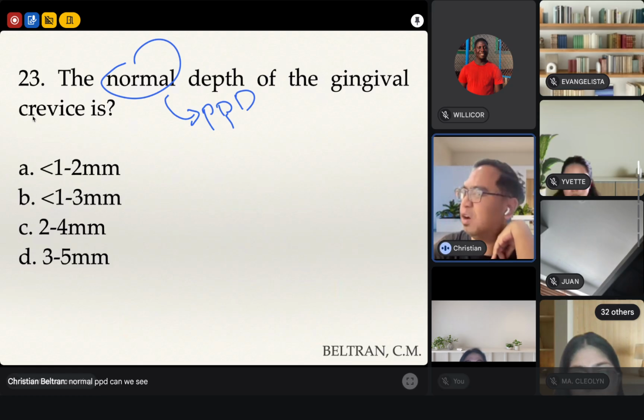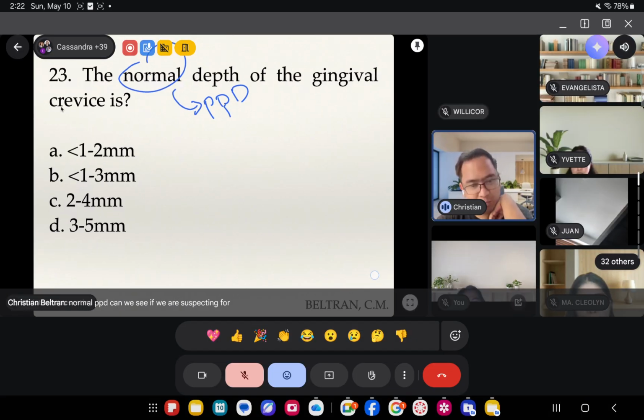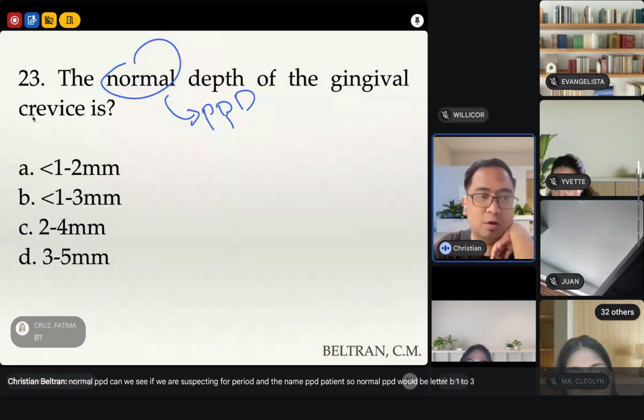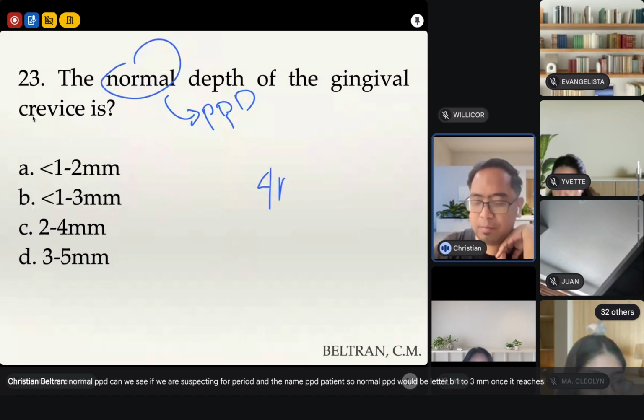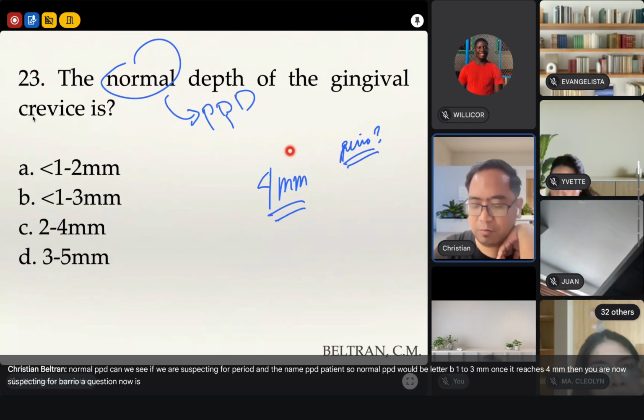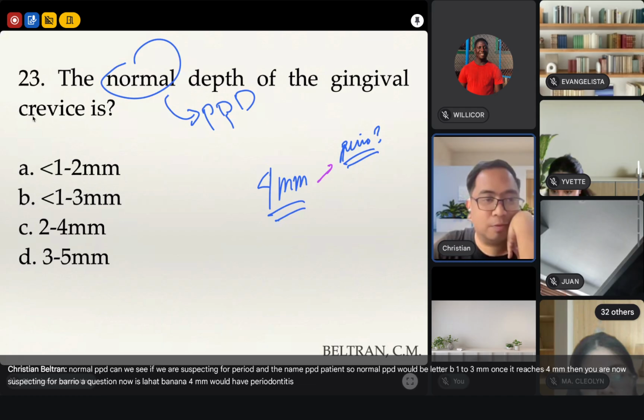How can you say if we are suspecting for perio, ano na yung PPD ng patient? So normal PPD would be letter B, 1 to 3 millimeter. Once it reaches 4 mm, then you are now suspecting for perio. The question now is, lahat ba ng 4 mm would have periodontitis?